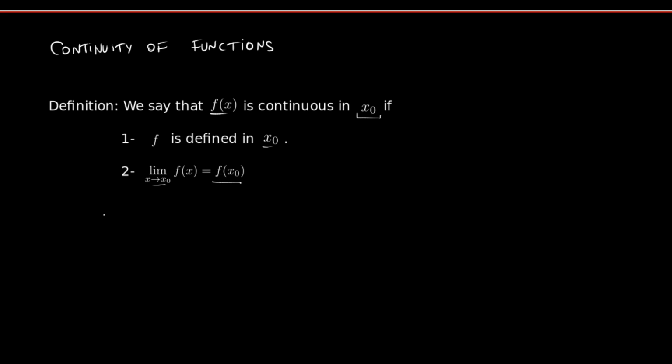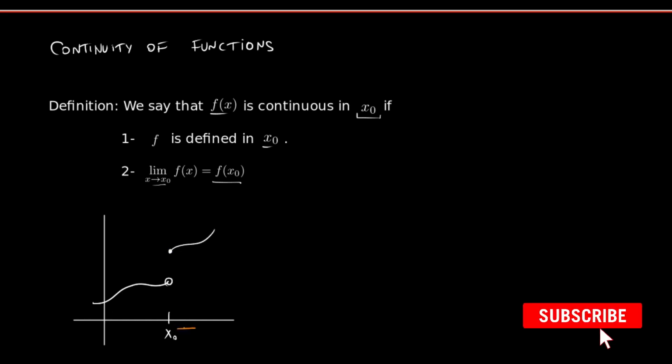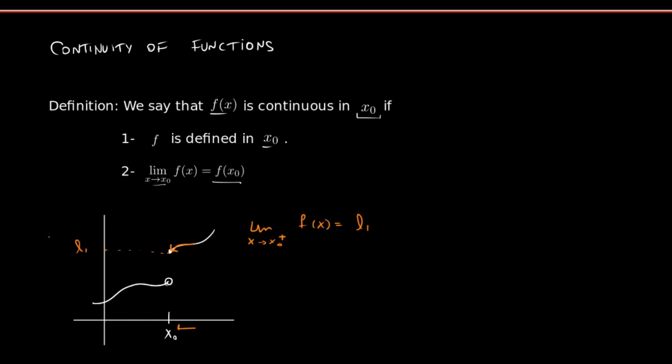The best way to understand this definition is with a plot. So if I have a function that does something like this, for example, and in this point we're going to say that this one is x0, it has a jump discontinuity like this. Then what's happening here is that when we look at the values at the right of x0, that is, when we go in this direction, the function has this limit, L1. What this is telling us is that the limit when x tends to x0 from the right of f of x is this limit, L1.